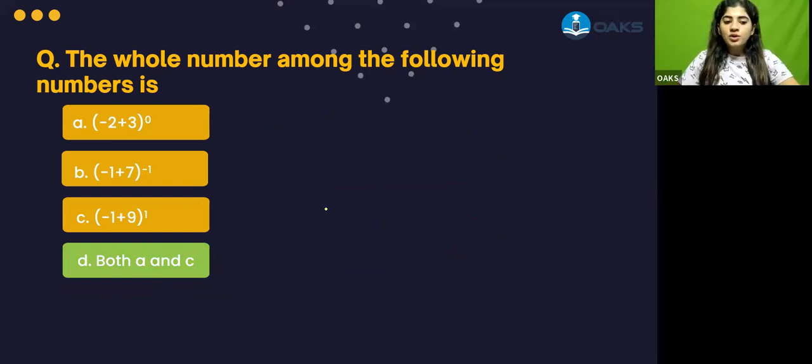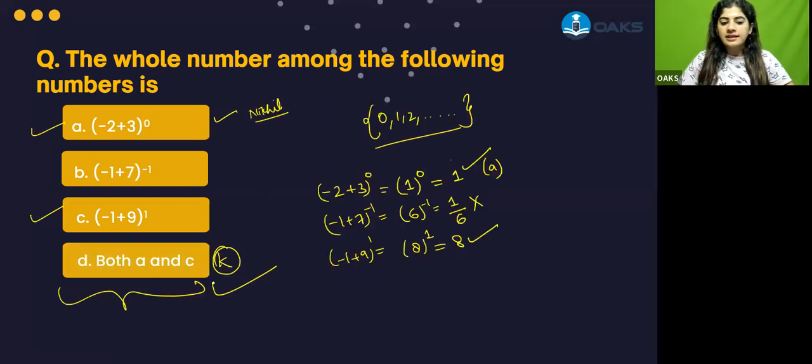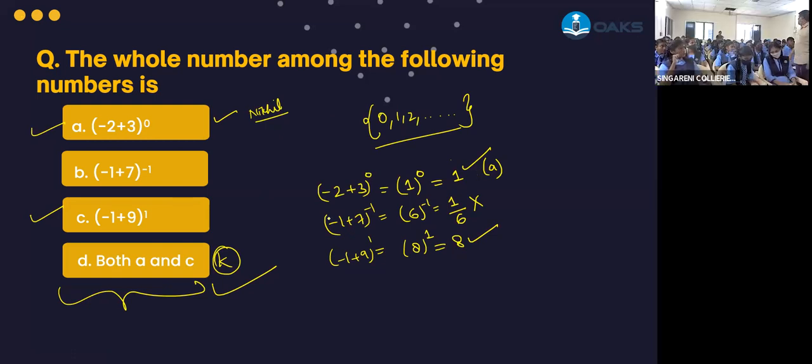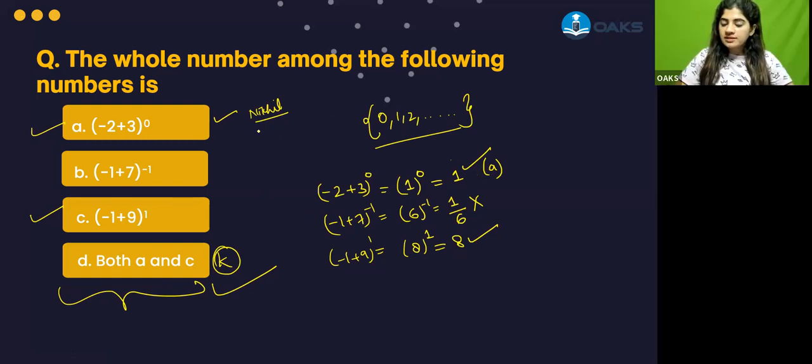Okay, so option D that I was telling, that option D is the correct option, right? I told you that first option is correct, second is not correct, third is correct. That's why option B is the correct answer. Let's move on to the next question that we are having right now.